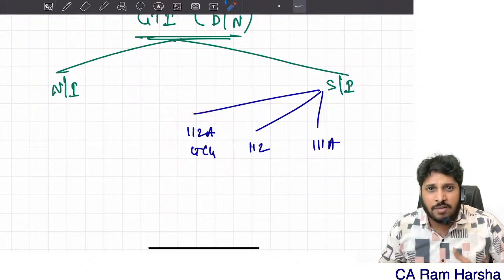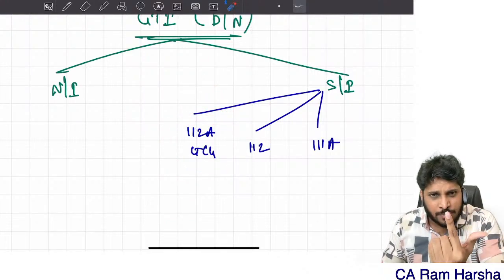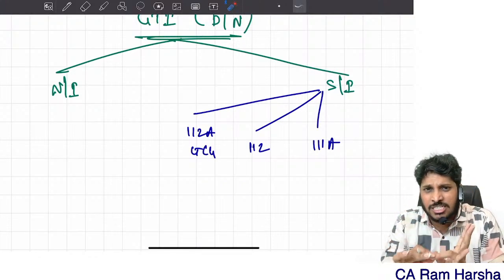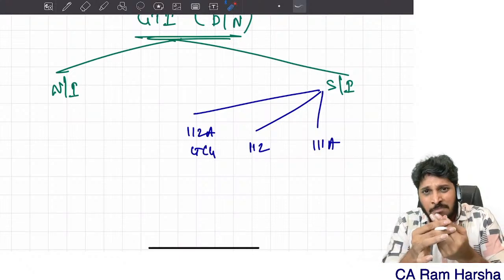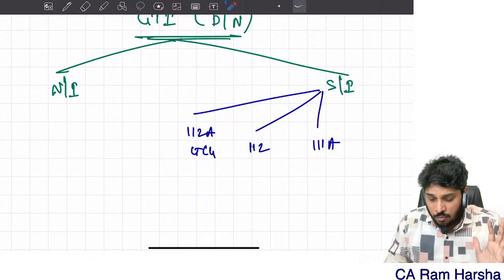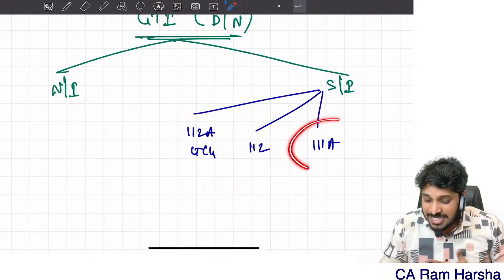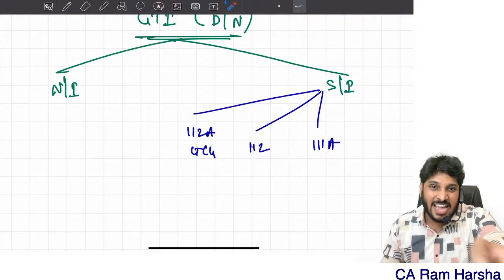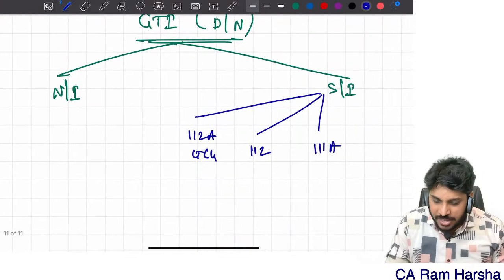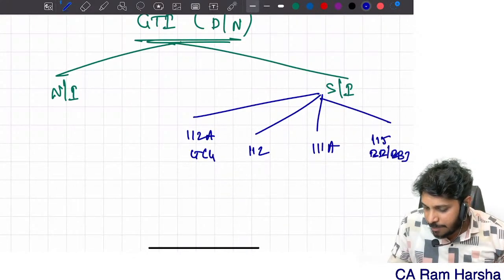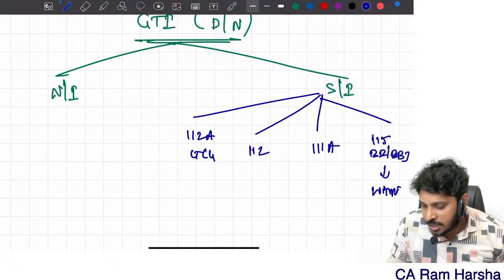112A, what assets are covered? Listed equity shares, listed equity oriented mutual funds, units of Unit Trust of India, units of business trust. Only these 4. For units of business trust, 36 months is the criteria. For remaining assets, 12 months is the criteria. If the holding period is more than 12 months, 112A is applicable. If the holding period is up to 12 months, then 111A is applicable. Then we have special incomes 115BB or 115BBJ. This is what we call winnings.